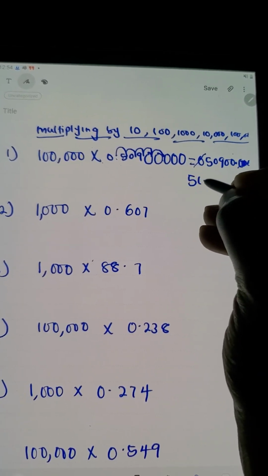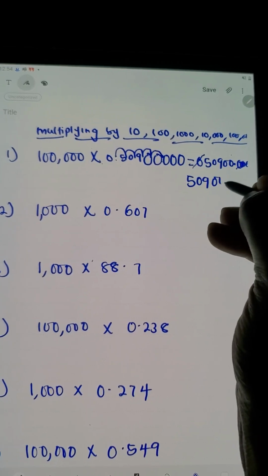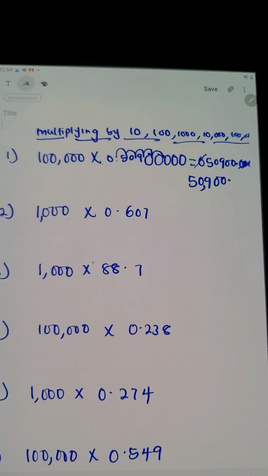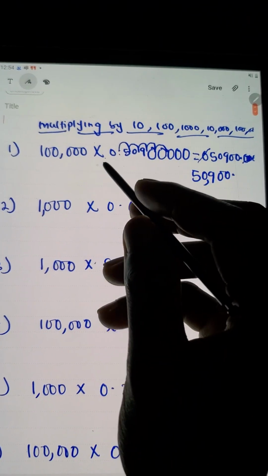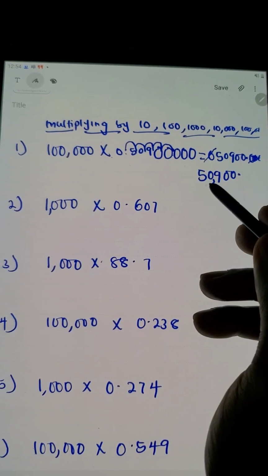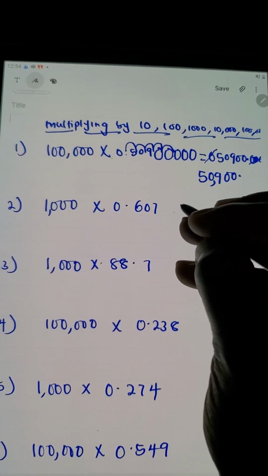Then the final answer is 50,900 point 0, which is the same thing as 50,900. So it means 100,000 times 0.509 will give us what? 50,900.